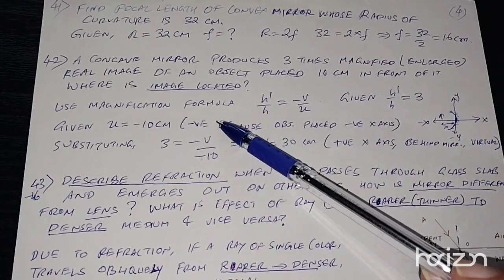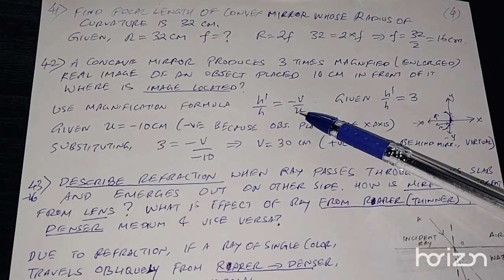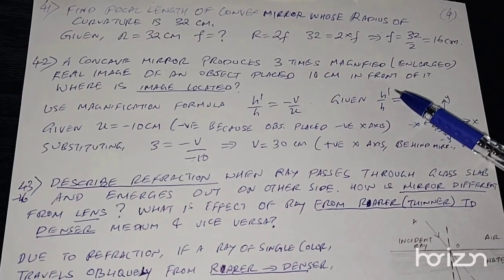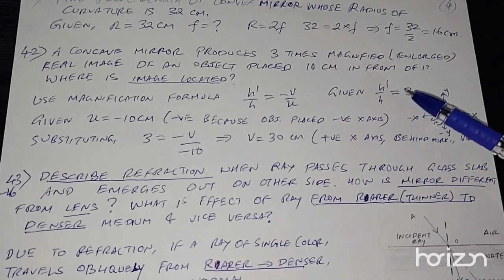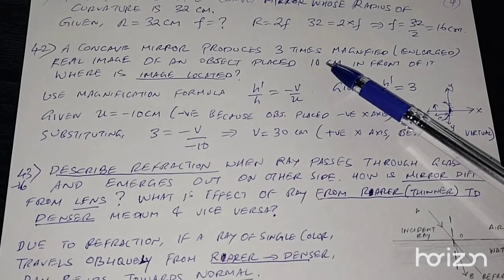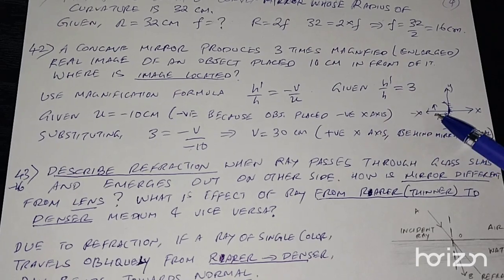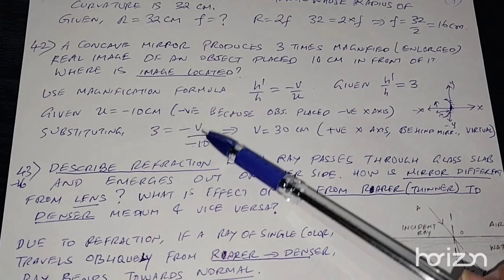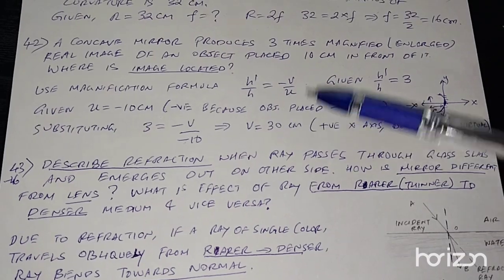We can use the magnification formula, h dash by h is equal to minus v by u. We are given that the magnification is 3 times, which means h dash by h is equal to 3. The ratio of magnification, or the amount of magnification, the ratio is 3. And given that u, they have given it as 10 centimeter, but we are taking it as minus 10 centimeter. Why? Because it's along the negative side of the x-axis. So substituting, we get 3 is equal to minus v divided by minus 10. Minus minus gets cancelled. V is equal to 3 into 10, that is 30 centimeter.